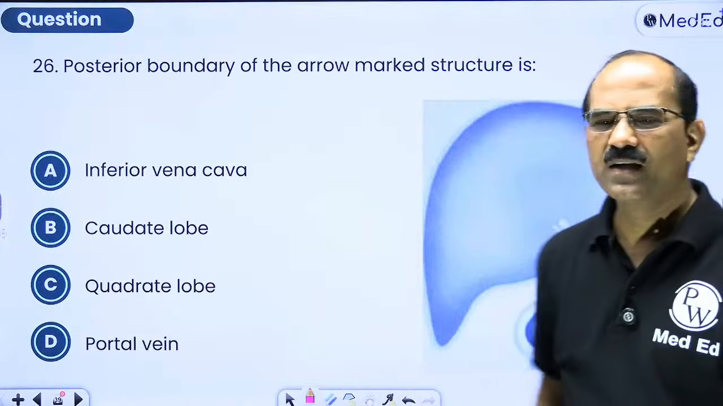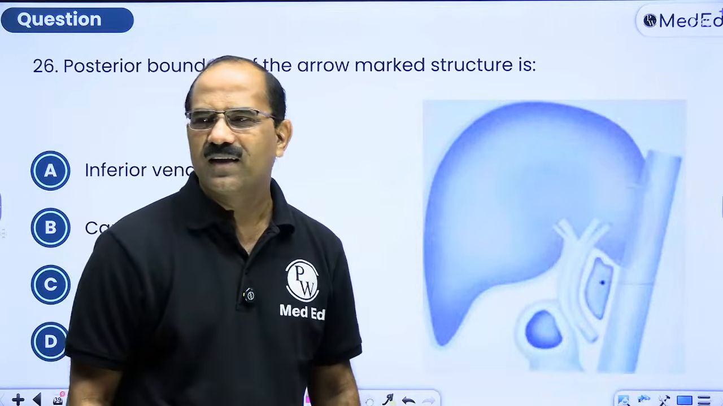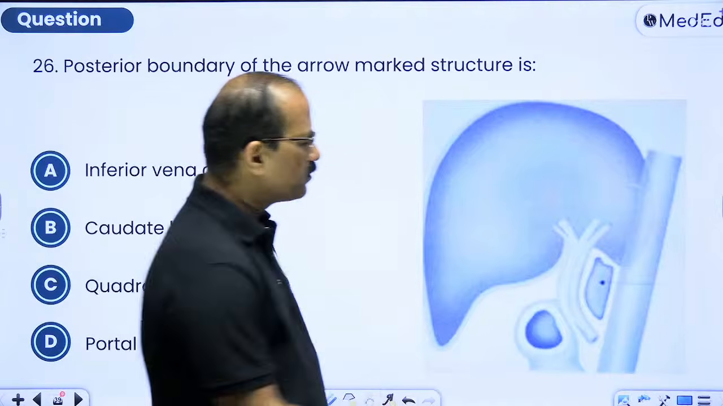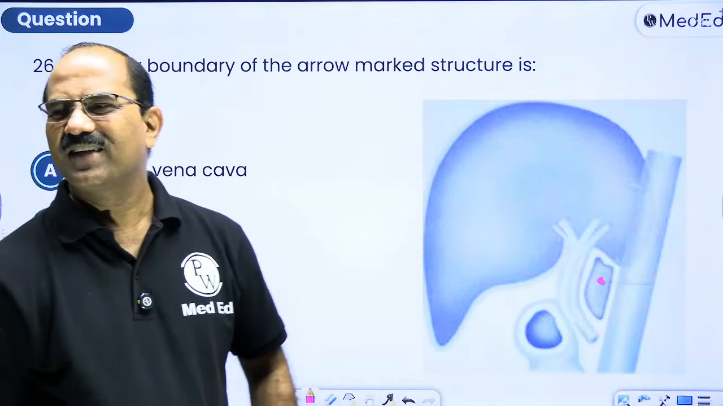Answer the next one. Posterior boundary of the marked structure is. What is this marked structure? ये जो mark किया ना, वो structure क्या है? What is this marked structure? Answer this.